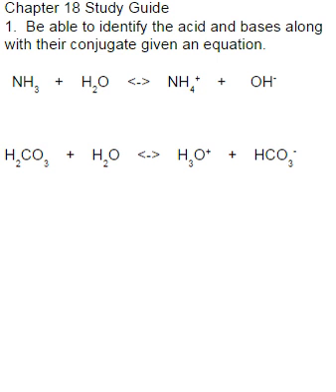Chapter 18 is only going to test over 4 of the objectives from the study guide because we didn't get to section 18.3. But objective 1 is one you should know: be able to identify the acid and bases along with their conjugate given an equation. So you won't have to write the equation, but when you look at that equation, you should be able to tell me a number of things.